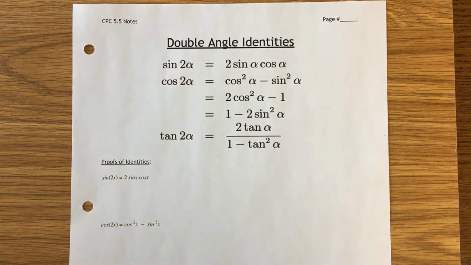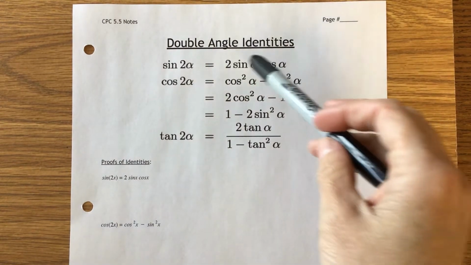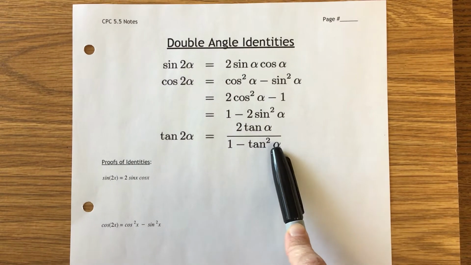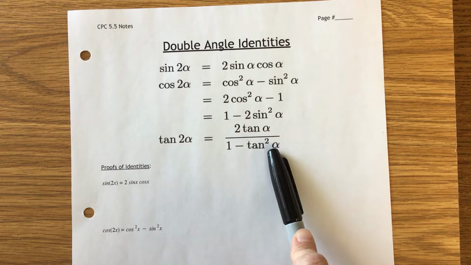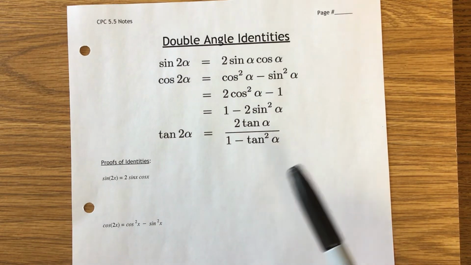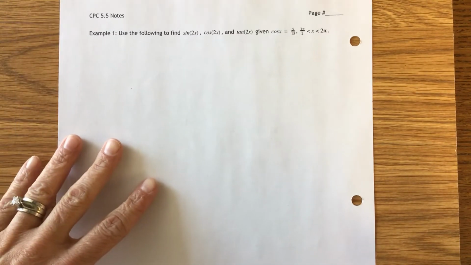Today we're going to talk about section 5.5. These are the double angle identities that we're going to cover today. They are also on your green sheet, so you don't have to memorize them, you just have to know how to use them. The proofs we're going to do in another video at another time, so we're going to go straight to the one example on the back.